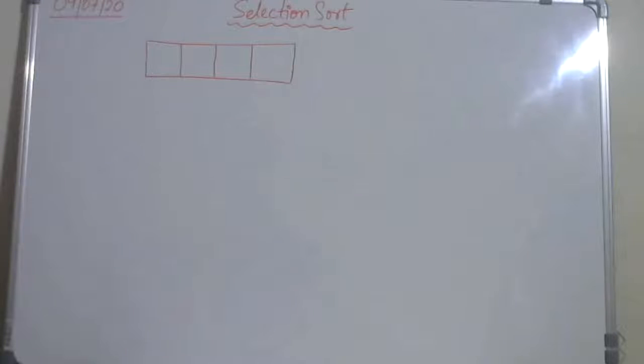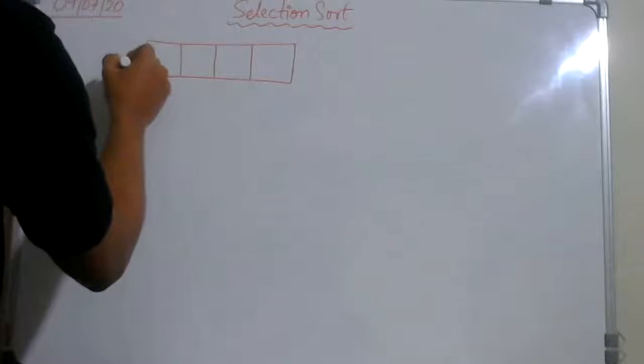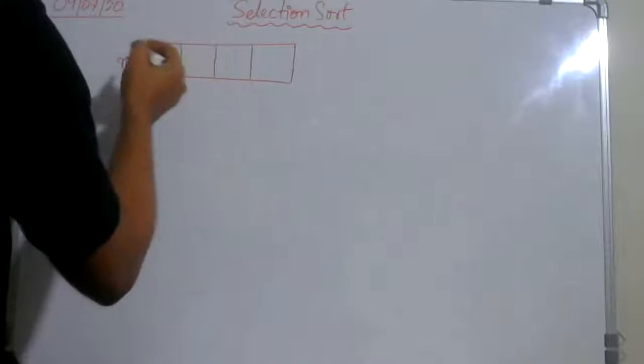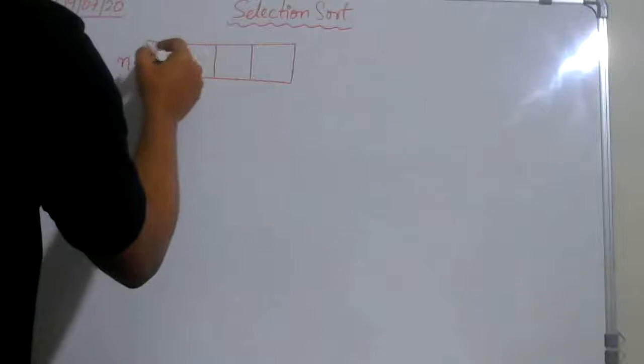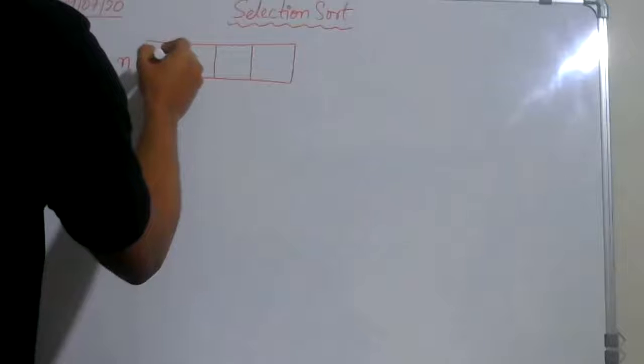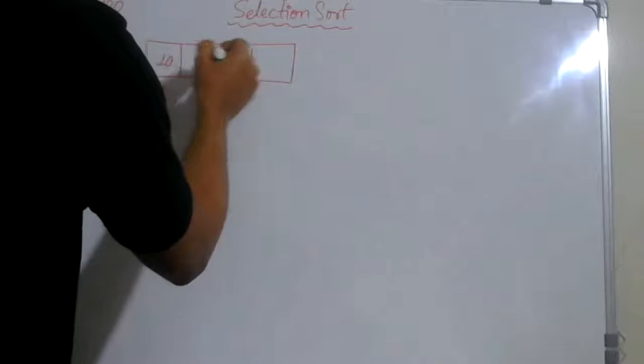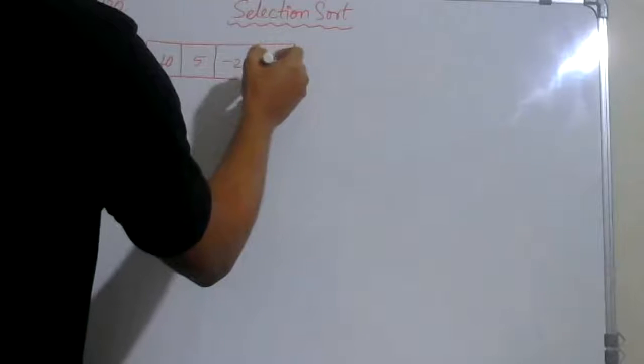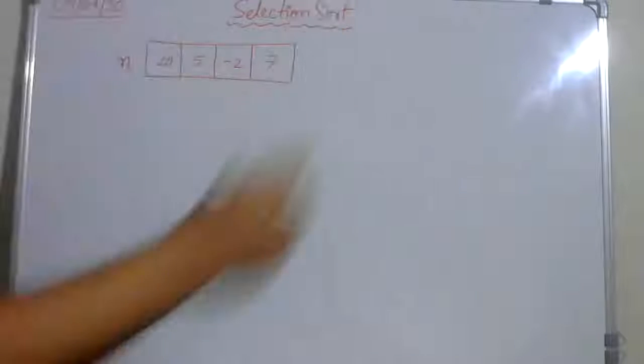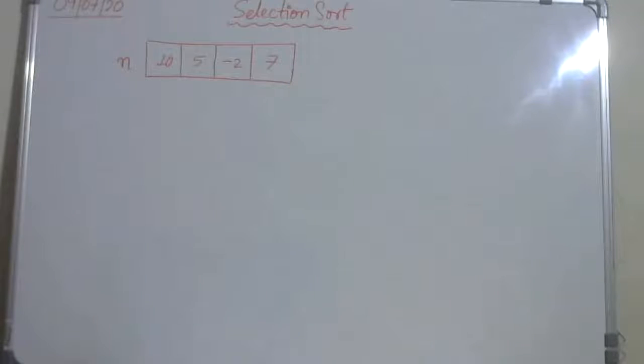So let's say this is a number array or an integer array called n. And let's say there are certain numbers such as 10, 5, -2 and 7. Let's say we are just for the time being working with just four numbers. So this is a number array.